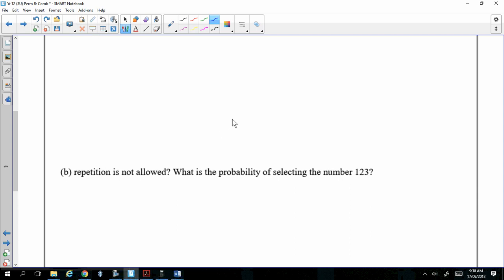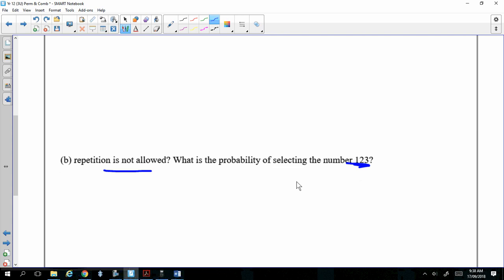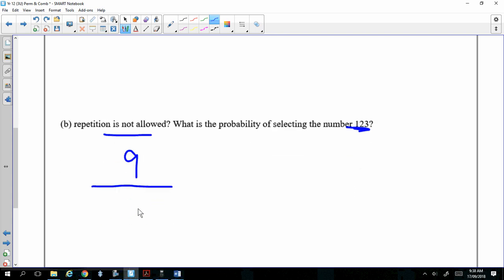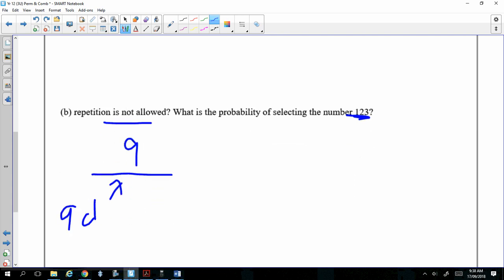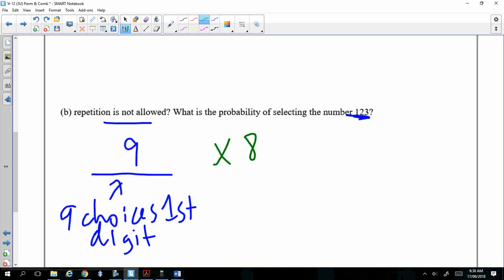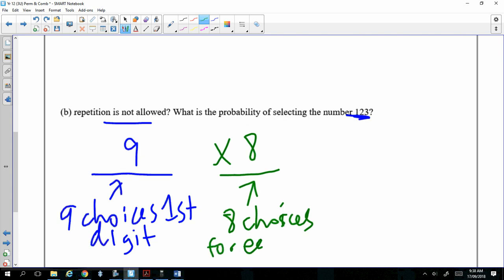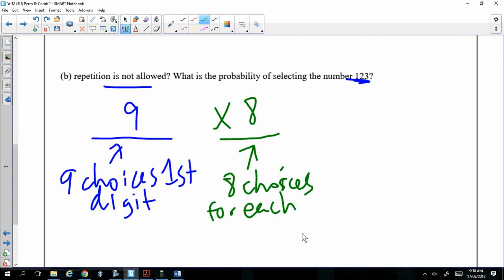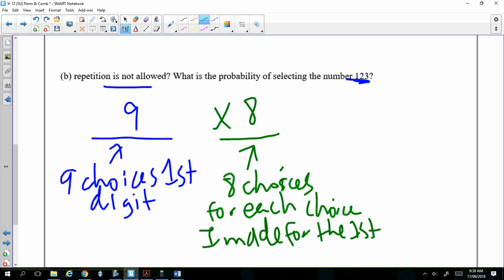So in that case, there's 9 choices for the first digit. Let's write it: 9 choices, first digit. But once I made a choice, I've only got 8 choices left. 8 choices for each choice I made for the first digit. Because once I chose the first digit, there's always 8 choices. That's why I times by 8. And once I chose 2 digits, there's only 7 choices left.